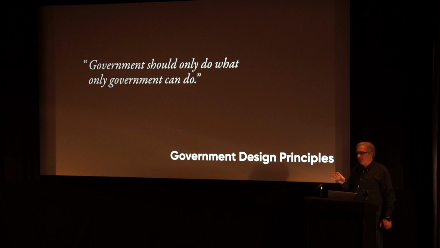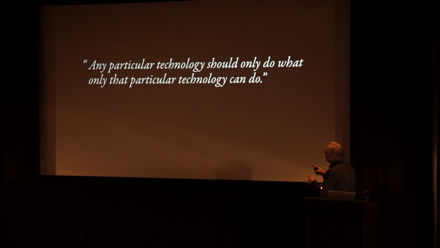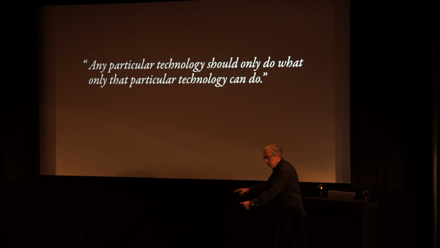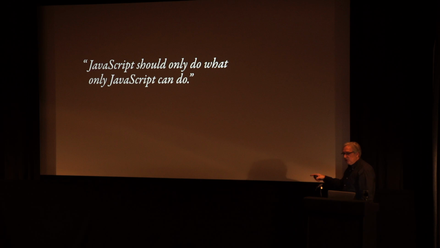And I think this can be abstracted to the world of technology. So I abstracted this principle, and this is what I ended up with. Any particular technology should only do what only that particular technology can do. It's getting a bit obtuse now, so let's rein it back in with a specific example of a technology. JavaScript should only do what only JavaScript can do. We shall call it Keith's Law.